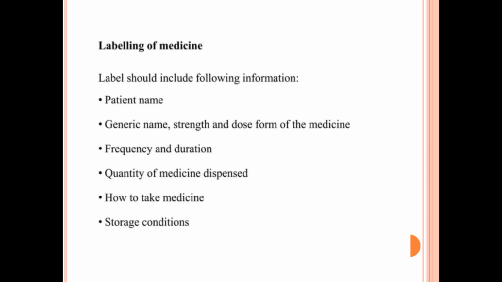Then next step is labeling of medicine. The manufacturing label is already there, but the pharmacist has to put the dispensing label. The dispensing label is to be affixed by the pharmacist on the dispensed medicine. It should contain patient's name, generic name, strength and dose form of the medicine, frequency and duration, quantity of medicine dispensed, how to take medicine, and storage conditions. So all these things should be included in the dispensing label.